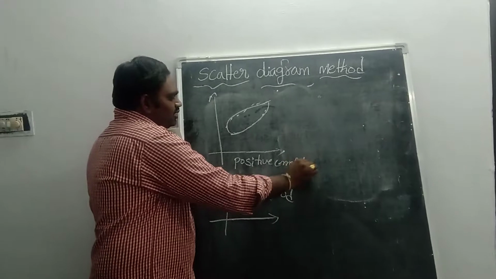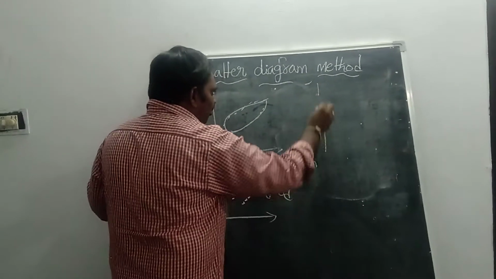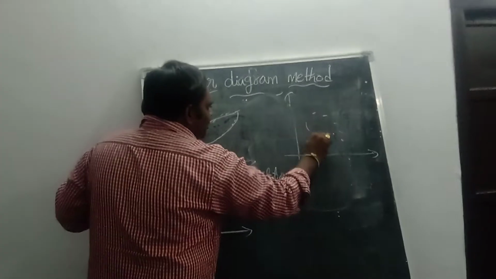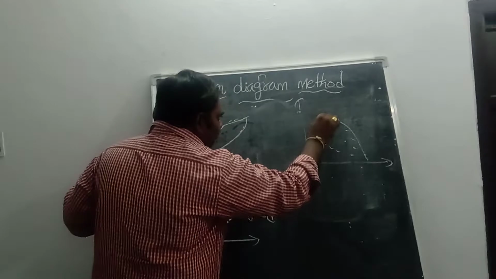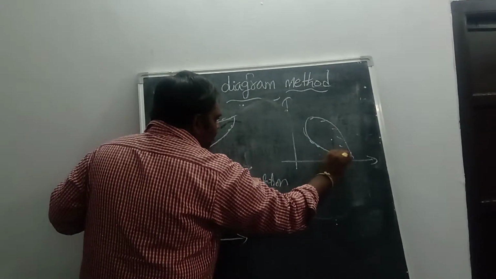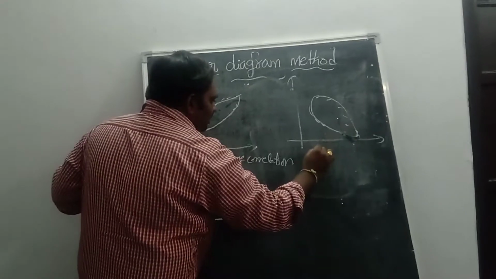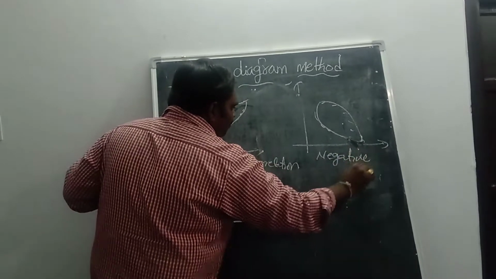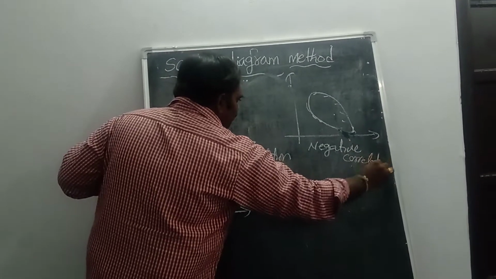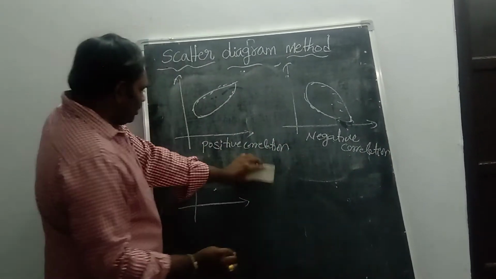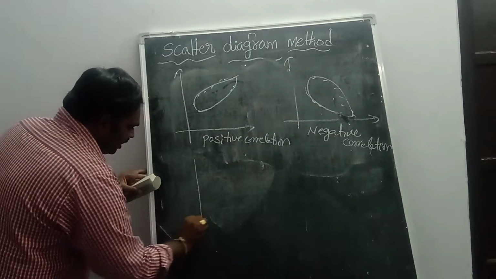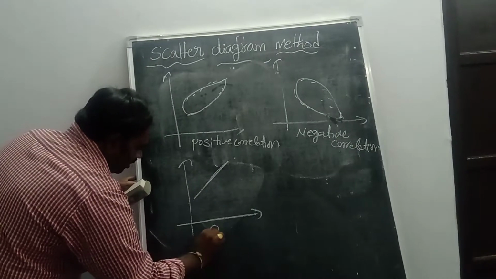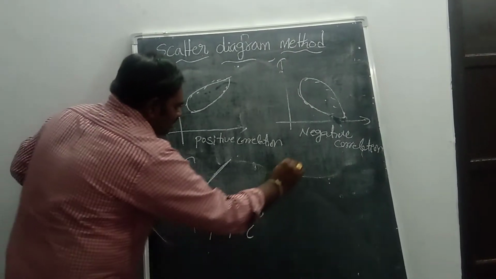Positive correlation. Suppose the points are decreasing in order, that means from the starting value to the last value the points are decreasing, then we say that this is a negative correlation. Next, if the points are increasing in order in an exactly straight line, that means perfect positive correlation.